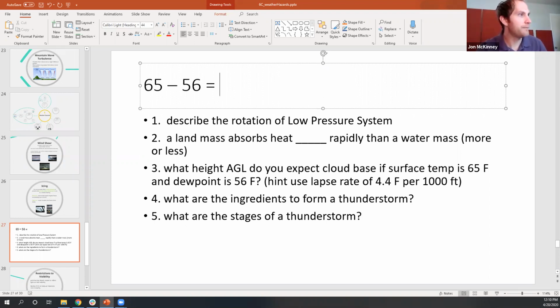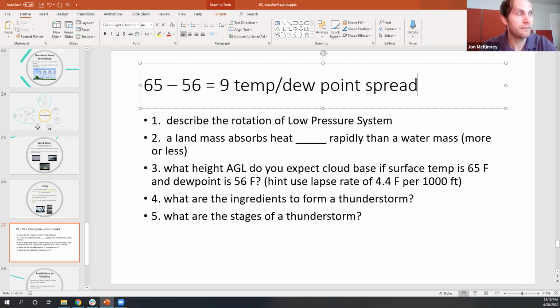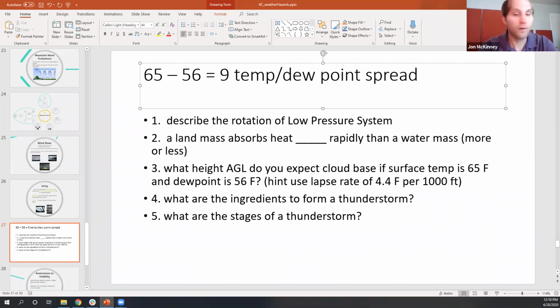So what are we at? 6? No, we're at 9. That's 9 degrees difference. So we have a 9-degree temperature dew point spread. That's the temperature dew point spread. Okay, so we're going to take 9 divided by 4.4. And we said that equals 2 point something. 2.04.